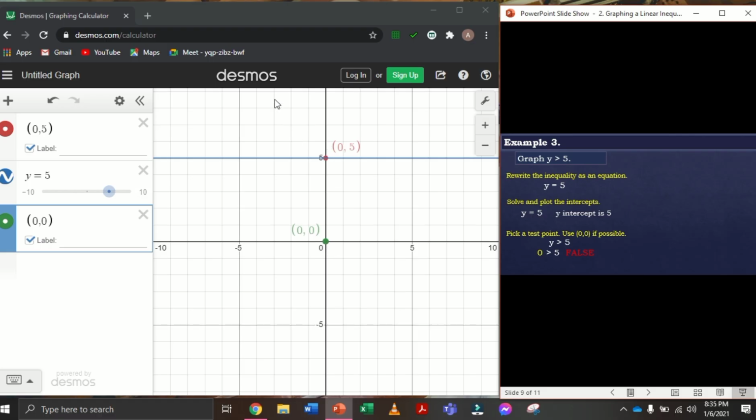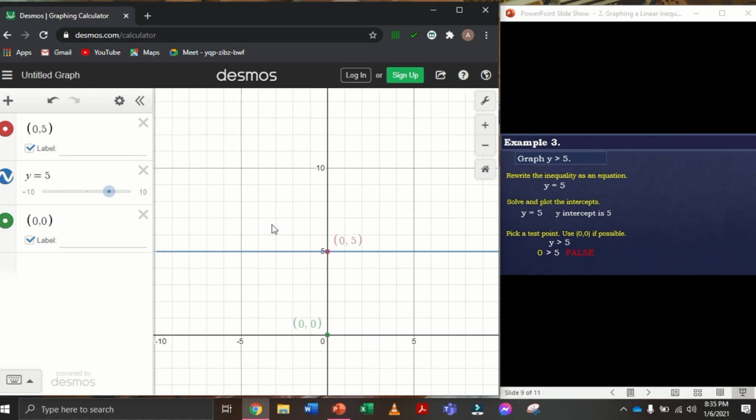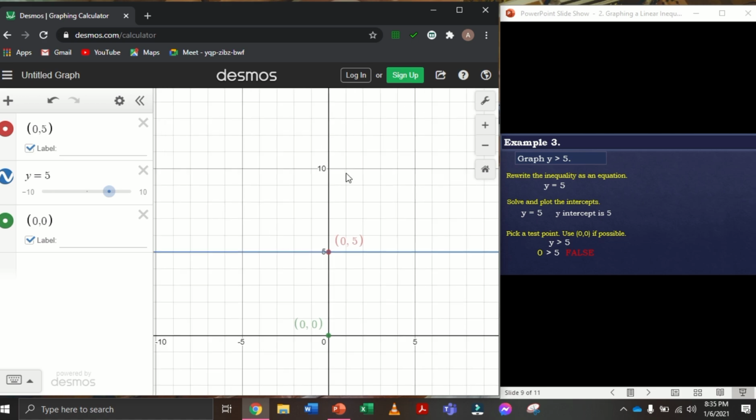So ibig sabihin dito ka sa kabilang side. Okay? Ibig sabihin dito ka sa taas kasi yung test point mo nag-false siya, nagkaroon ka ng false statement. It results to a false statement. Therefore, ang shaded region mo hindi dito sa baba. Hindi dapat kasama yung (0, 0). Dapat sa taas. Okay?